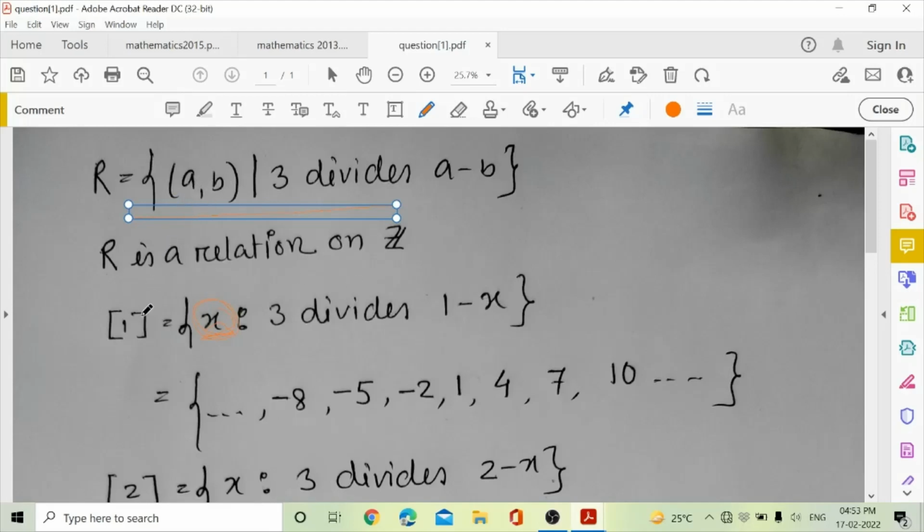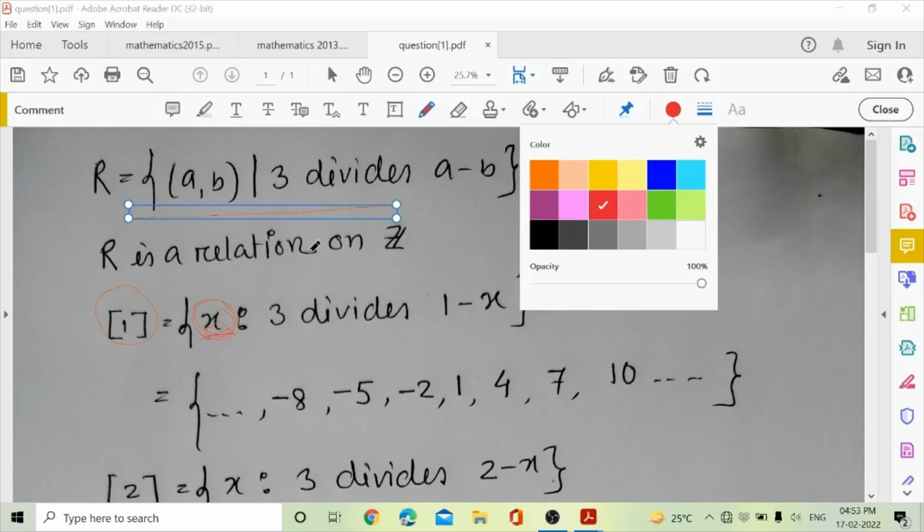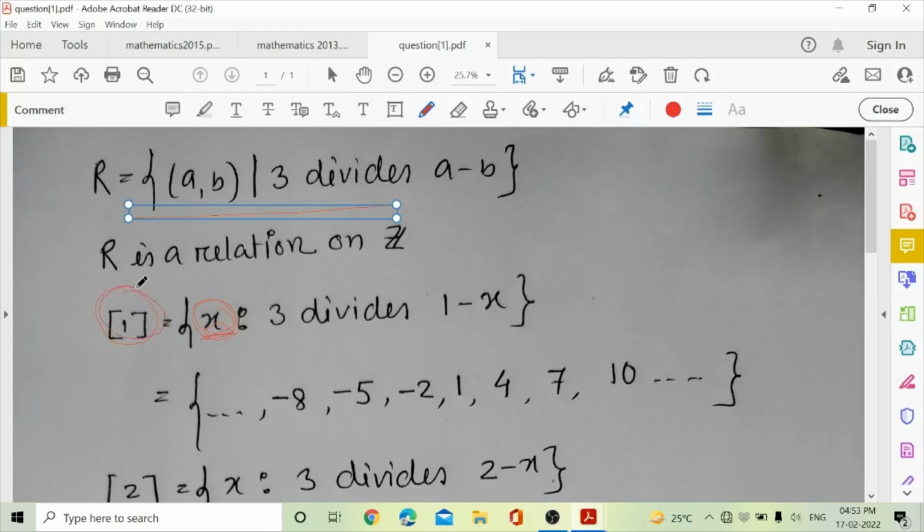Whenever you have to find the equivalence class of any number, always remember, in place of these two symbols, you have to put that number. Suppose for the equivalence class of 1, out of these two symbols, one should be considered as 1. Suppose in place of a, I have written 1, and whatever may be the value of b will be an element of this set. So in place of x you can consider 1, because 1 minus 1 becomes 0 and 0 is divisible by 3.